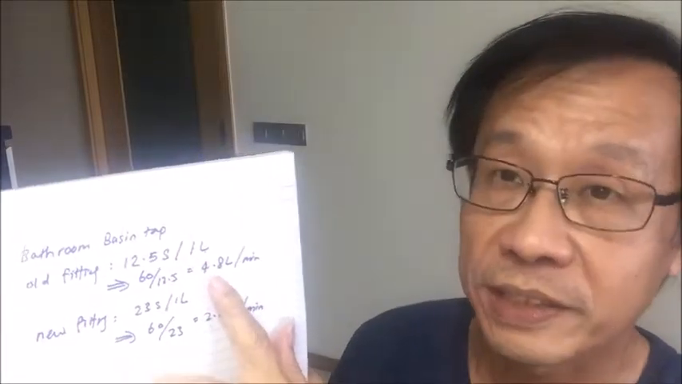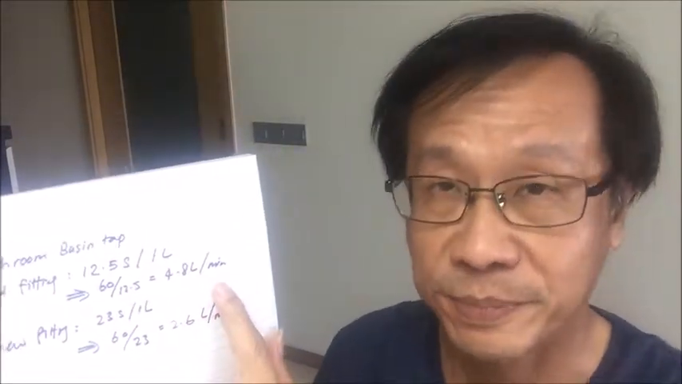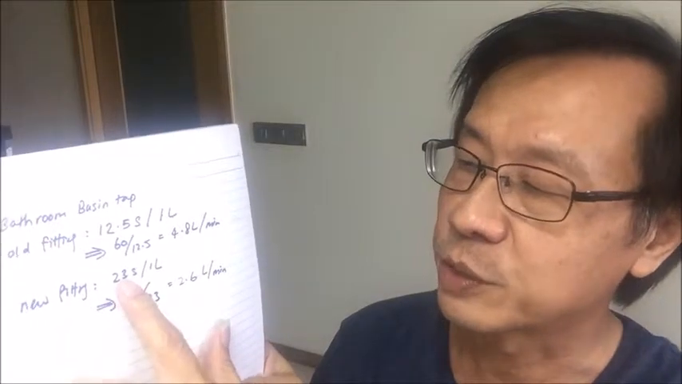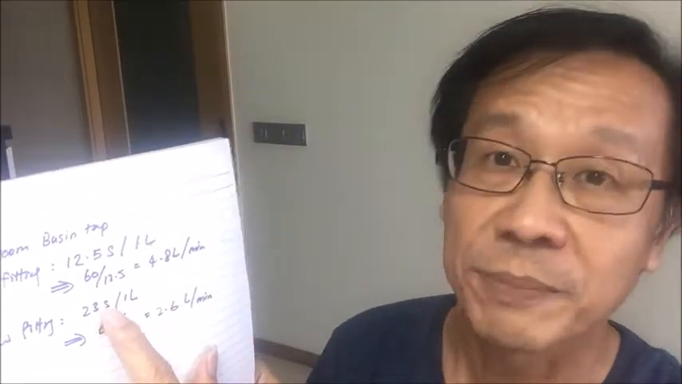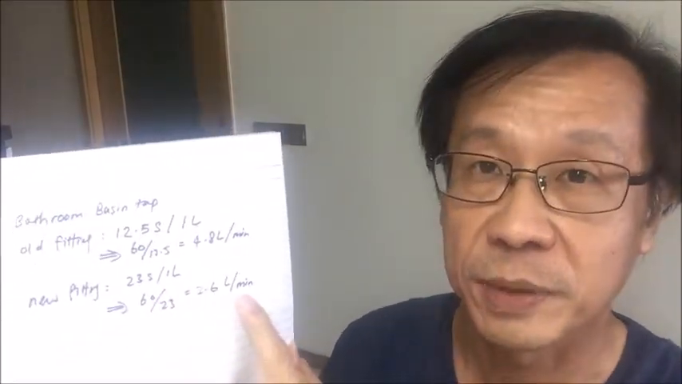From this bathroom basin flow information, we have calculated that the old fitting is 12.5 seconds a liter and works out to be 4.8 liters per minute. And the new fitting is 23 seconds per liter and works out to be 2.6 liters per minute. If you compare based on the PUB, our water department criteria, the charge.